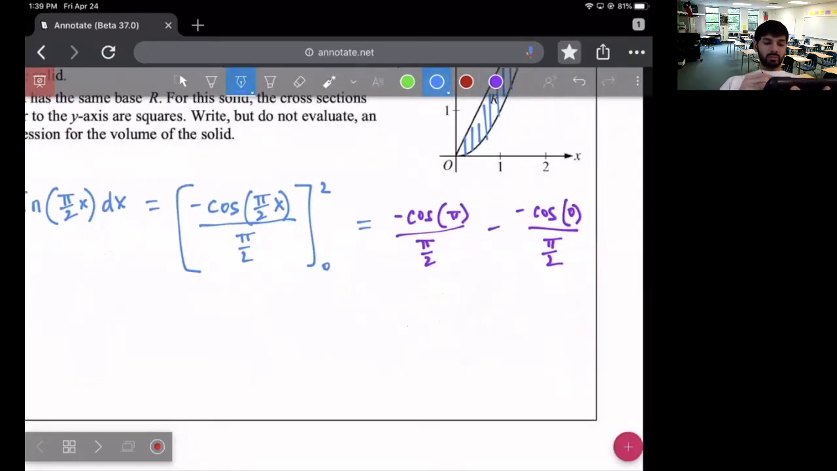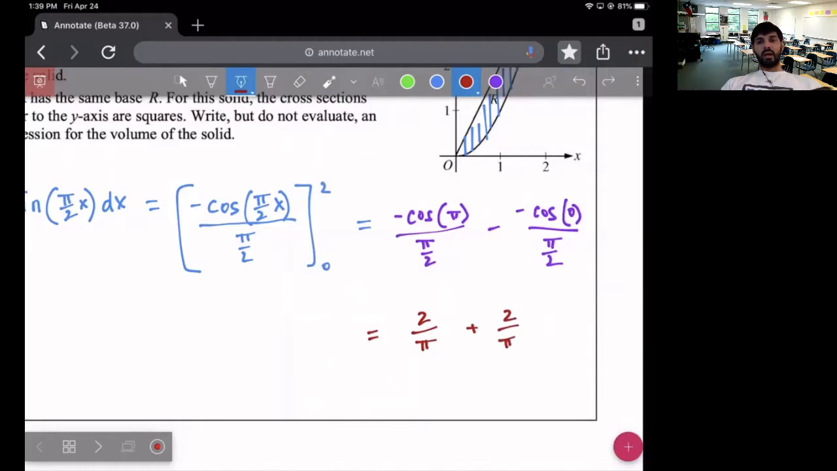Okay, I need to simplify this now. So cosine of pi is going to be -1. If you think about your unit circle, cosine of pi is -1, times the negative is +1. And then I have 1 over pi over 2, which is the same thing as the reciprocal, 2 over pi. Then I have minus and negative, so that makes this a plus. And then cosine of 0 is also 1. So plus 1 over pi over 2, which is 2 over pi, the reciprocal again. And I would leave it like this.